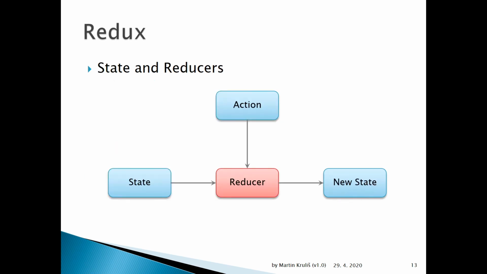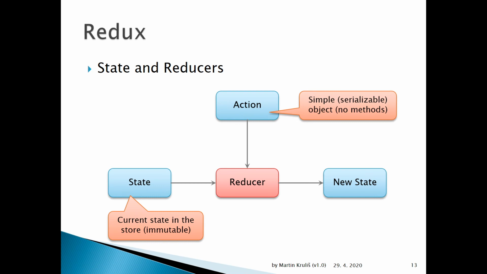Here we have a detailed schema which explains the processing of an action more closely. So first of all, remember that the state is actually an immutable object. The second thing we need to know is what an action is. Actually, an action is also a simple object. There are certain limitations. For instance, this object must be serializable, meaning it must contain only literals or nested objects and arrays without loop references.